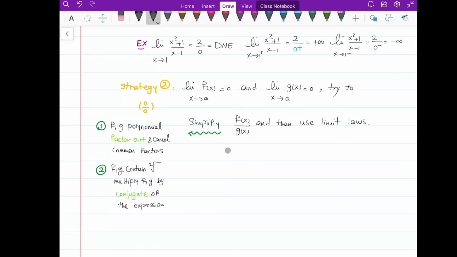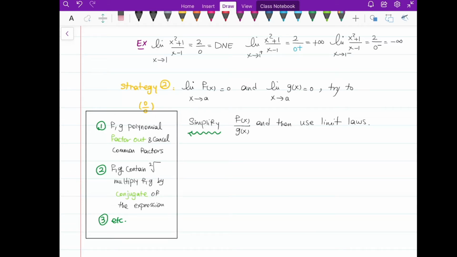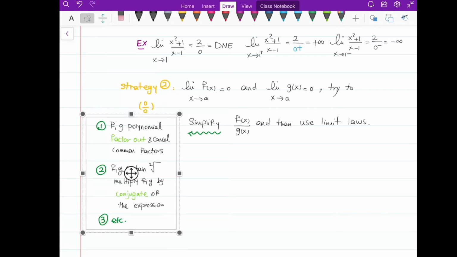And sometimes when we multiply it by the conjugate, then it's getting simplified. And then there are some other strategies that you're gonna see in the examples. Okay, that's good. These are the methods for simplification.